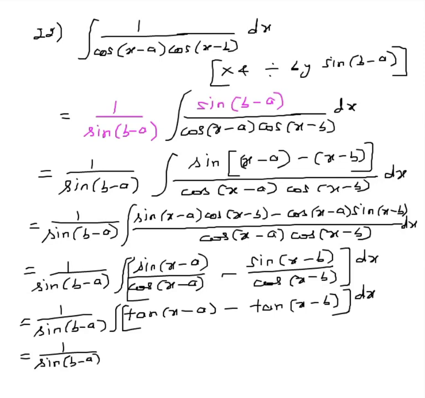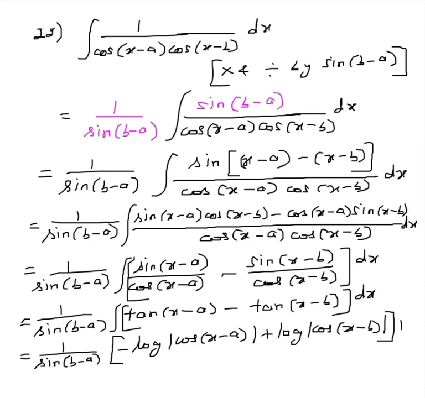Sine of b minus a. Integral of tan is minus log of cos x or plus log of secant x. So let me write it in terms of cos. Minus log cos of x minus a divided by the coefficient of x is 1 here. And minus of minus will become plus log of absolute value of cos of x minus b and plus c.